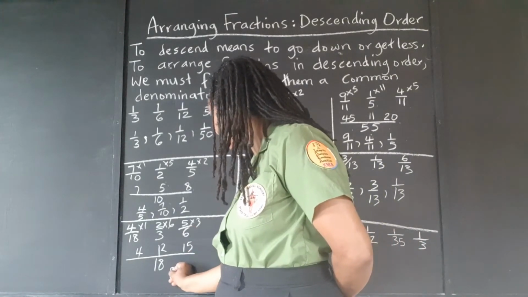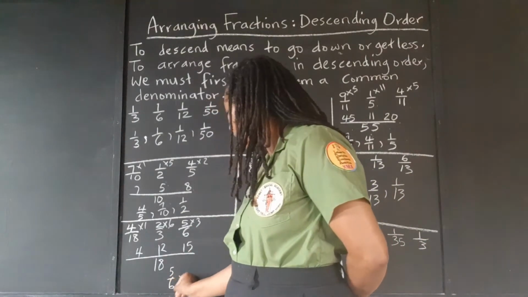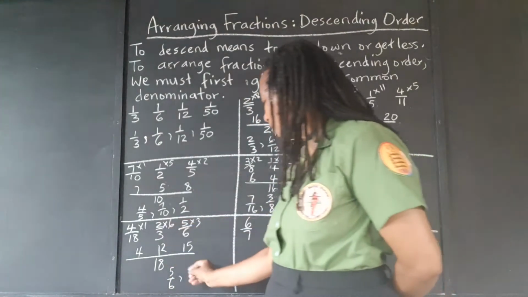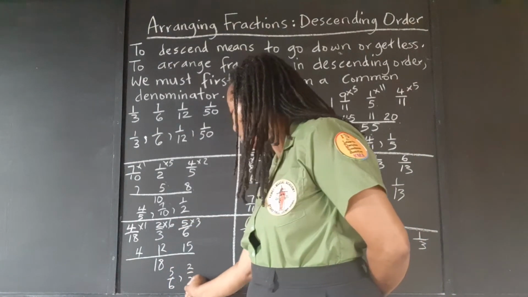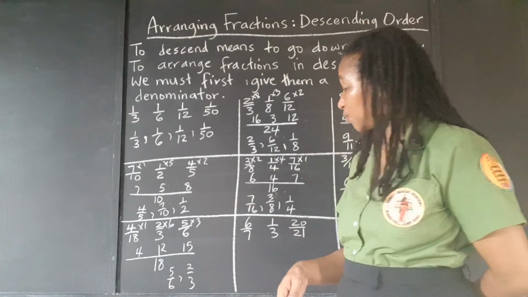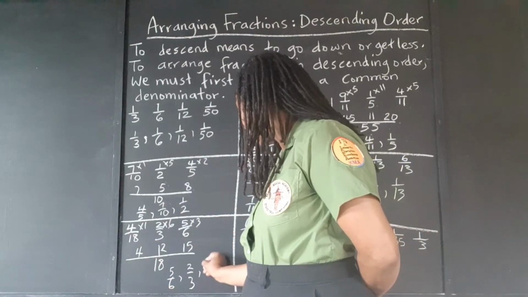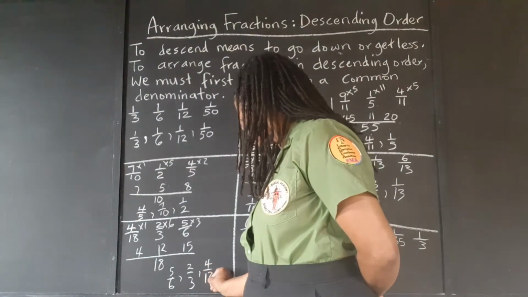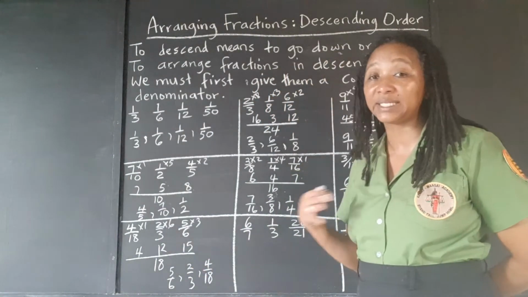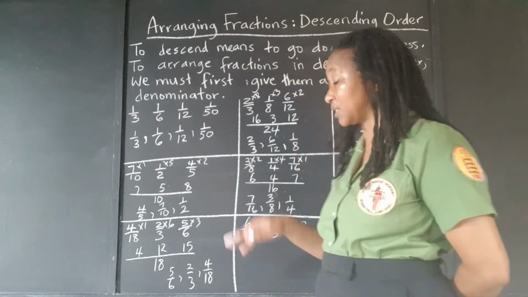So that's the 5/6, followed by the 12 over 18, which is the 2/3. Remember, we write the original fractions, not the equivalent ones. And the 4/18 is the smallest, because they ask for it in descending order, from biggest to smallest.